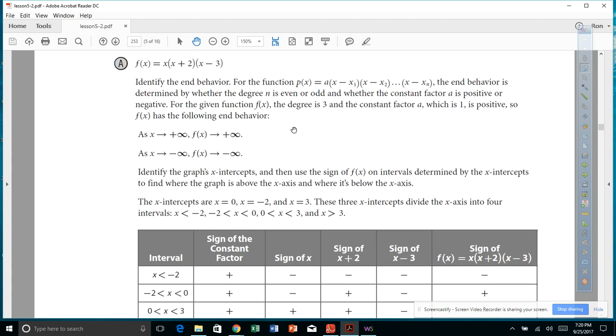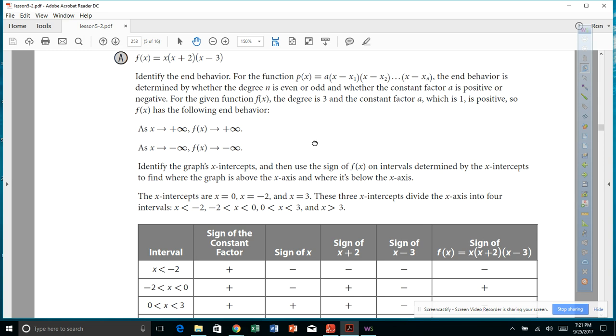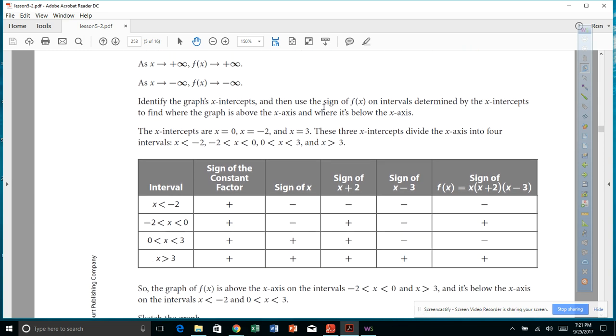Identify the end behavior. For the function p of x equals a times x minus x sub 1 times x minus x sub 2, and so on to x minus x sub n, the end behavior is determined by whether the degree n is even or odd, and whether the constant factor a is positive or negative. For the given function f of x, the degree is 3, and the constant factor a, which is 1, is positive. So f of x has the following end behavior. As x approaches positive infinity, f of x approaches positive infinity. As x approaches negative infinity, f of x approaches negative infinity.